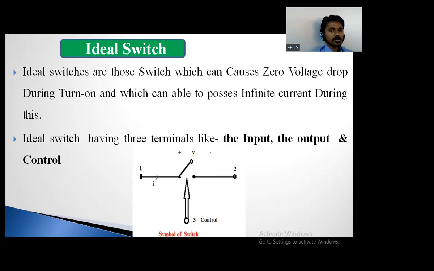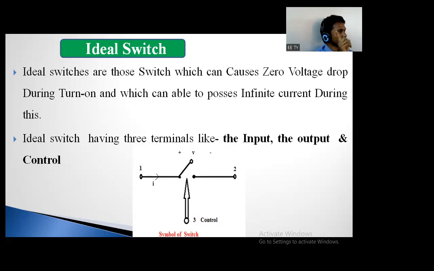Ideal switches are those which cause zero voltage drop during turn on and which are able to carry infinite current. Zero voltage drop. For example, the switch is closed, and the current is flowing through the circuit from source to load.